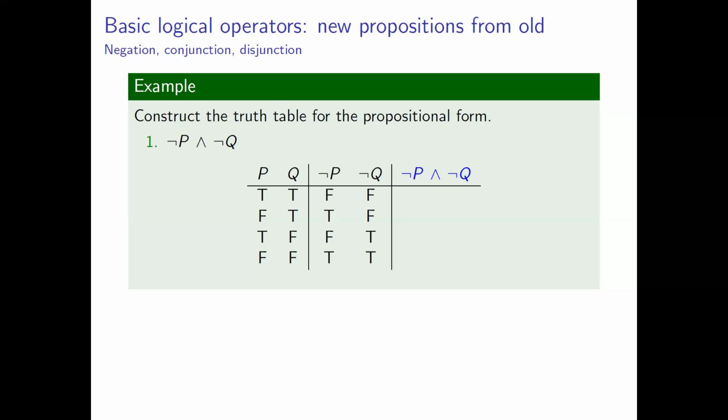The conjunction not P and not Q is true exactly when both not P and not Q are true, and is false for all other cases. Thus, not P and not Q is true exactly when P is false and Q is false, and is false for all other cases.